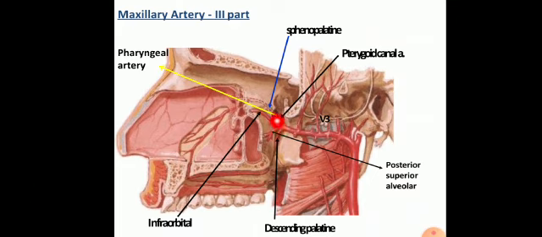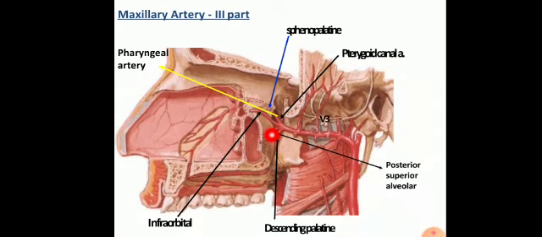Artery to pterygoid canal, sphenopalatine artery. This is the sphenopalatine artery which passes to the nose. Descending palatine artery, and continue as infraorbital artery, and also give posterior superior alveolar artery.